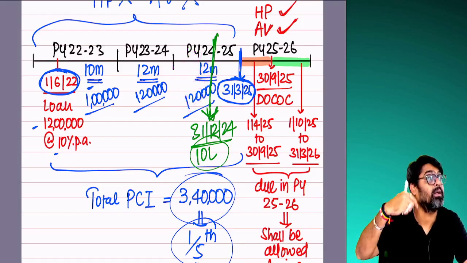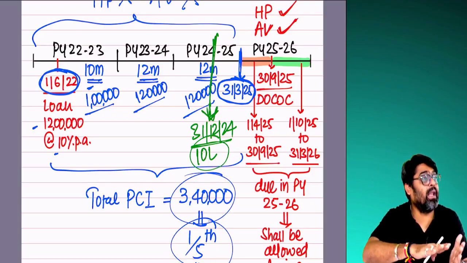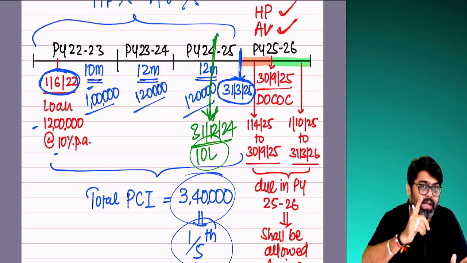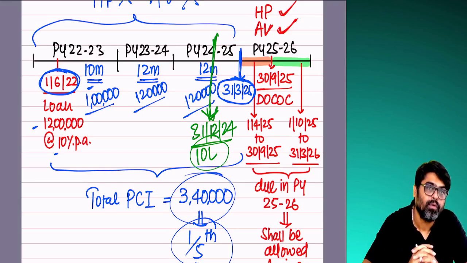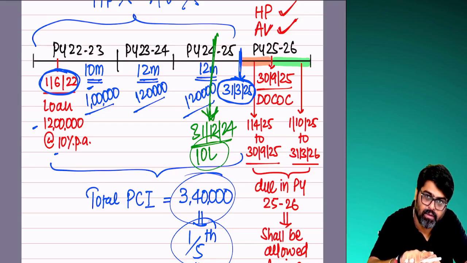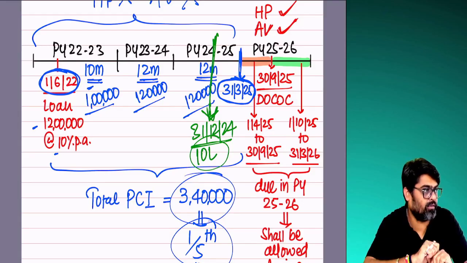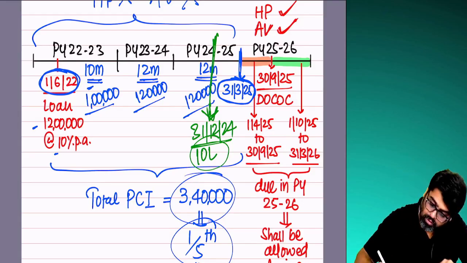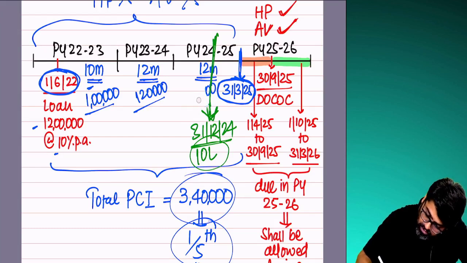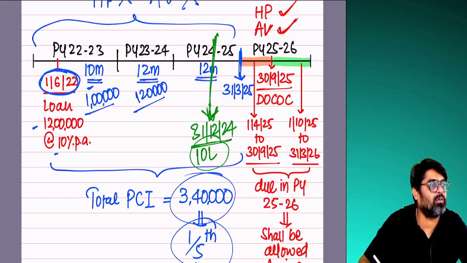24-25. Which year? 24-25 till 31st December. Till 12 lakh is outstanding. So, on 12 lakh, 10% you will pay how many months? 9 months. So, can I say in this year, 1,20,000 will not come. This year 1,20,000 will not come.